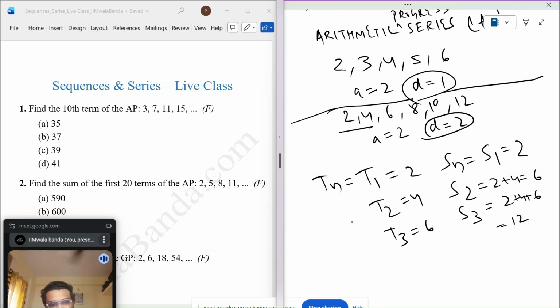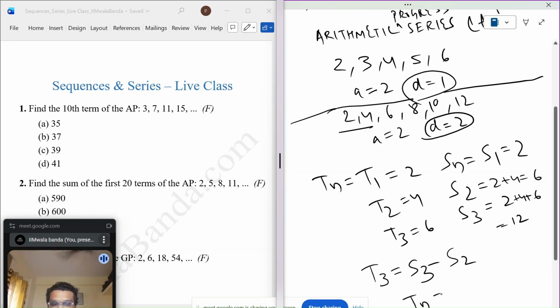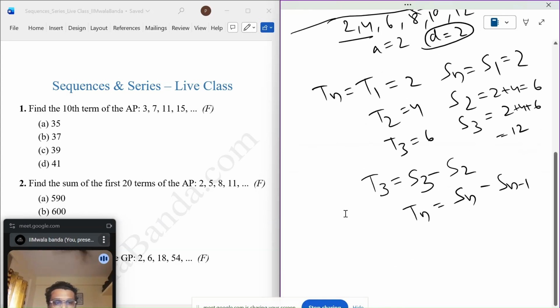Now, this is one of the most important concepts, which is also one of the favorite topics of CAT exam setters. If you want to find T3, you can take the sum of the first three terms and subtract the sum of the first two terms. So basically S3 is 2 plus 4 plus 6 and S2 is 2 plus 4. So you got 6, right? Any nth term you want to find, you find the sum up to the nth term and subtract the sum of n minus 1 terms, right? So this concept you can note down is important.